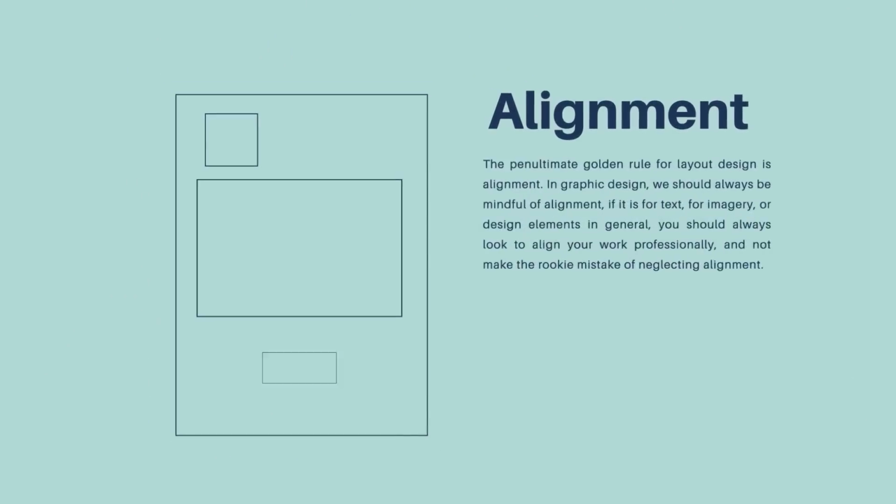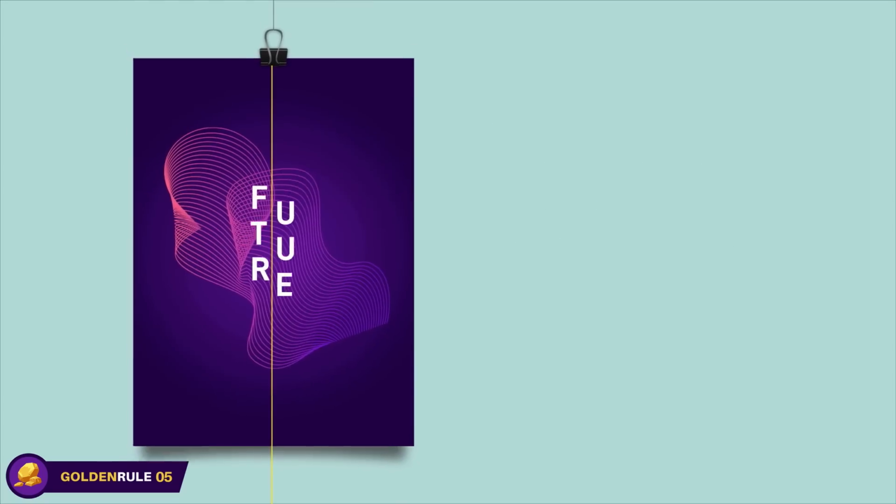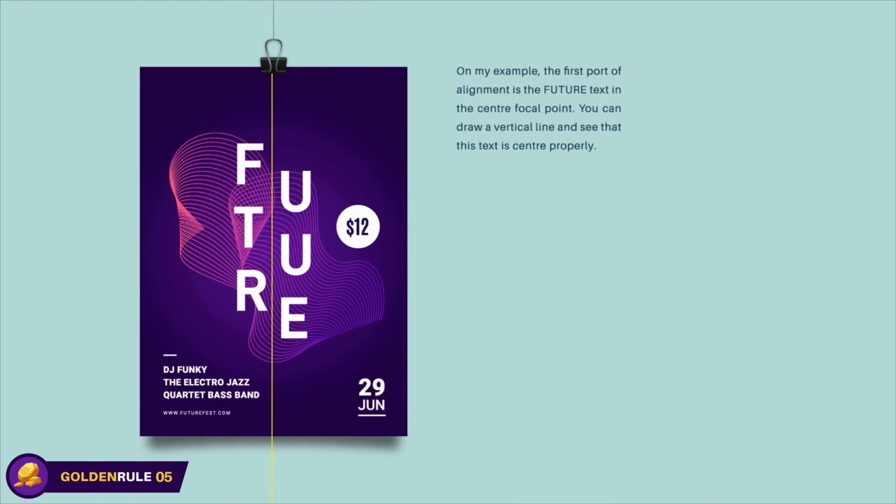Now the penultimate golden rule for layout design is alignment. In graphic design, we should always be mindful of alignment. If it's for text, for imagery, or design elements in general, you should always look to align your work professionally and not make the rookie mistake of neglecting alignment. On my example, the first port of alignment is the future text in the central focal point. Now you can draw a vertical line and see that this text is centered properly.